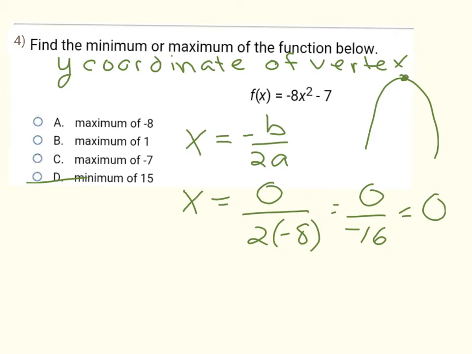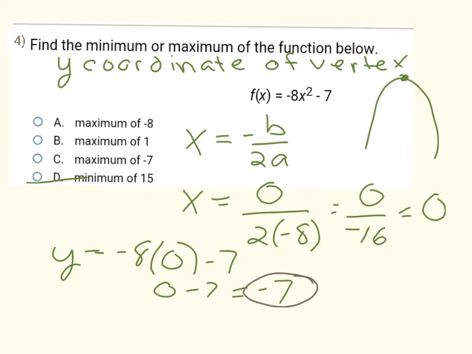Then, in order to find my y number, I'm going to change f of x to y. And then I'm going to substitute in my x number, which I just found to be 0, and solve that. Negative 8 times 0 is 0. 0 minus 7 is negative 7. So that means that my maximum number here is negative 7, and my answer is C.